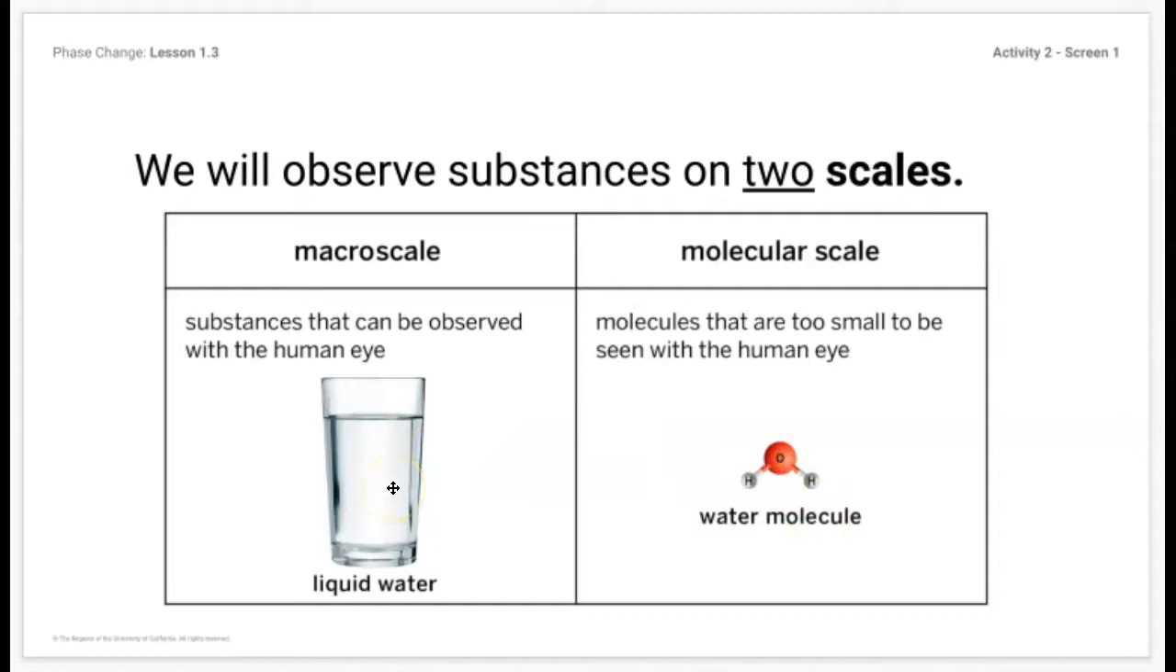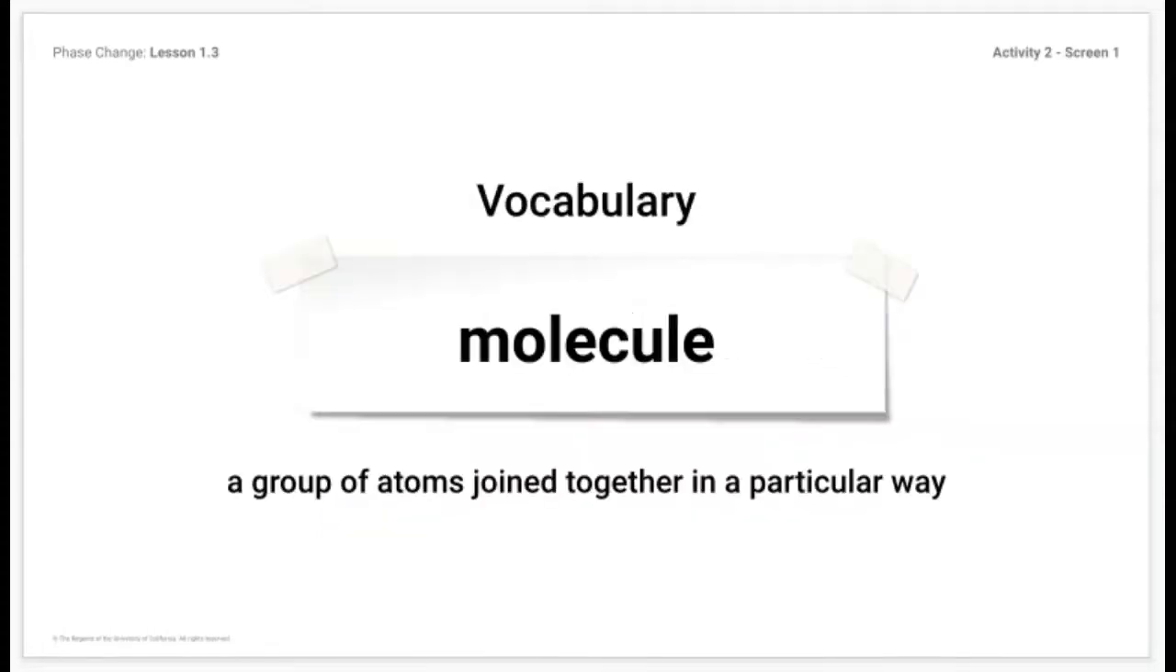Liquid water, gaseous water, and solid water are all made up of many tiny water molecules. And it's the way that these molecules behave that actually gives water its characteristics in all three phases. So we need to learn more about this molecular scale.